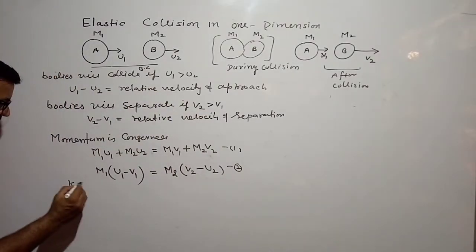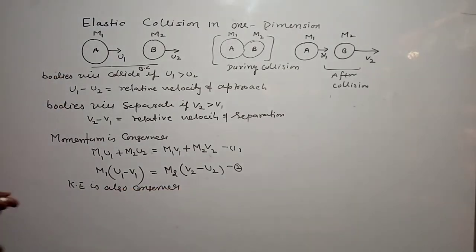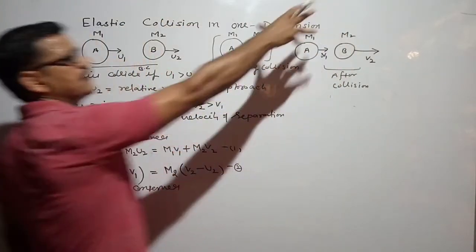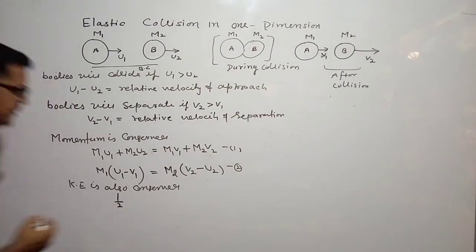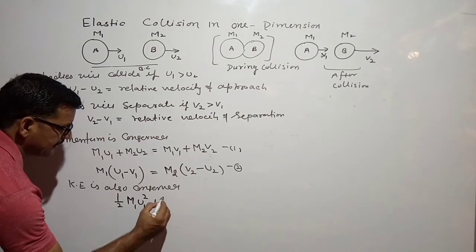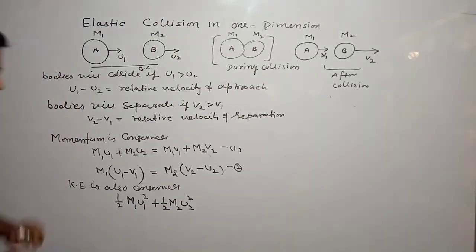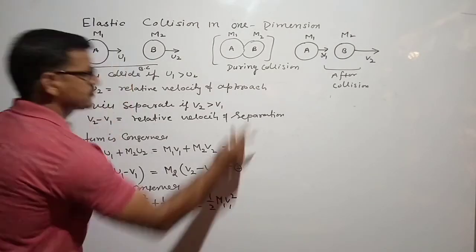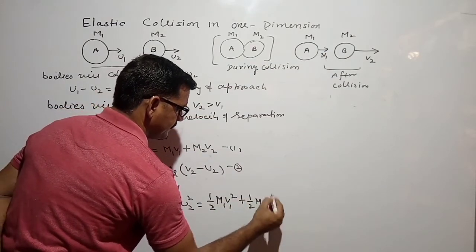Now kinetic energy is also conserved. Kinetic energy is also conserved means initial kinetic energy of the system should be equal to the final kinetic energy after collision. So what is kinetic energy? Half mv square. So 1 by 2 m1 u1 square plus 1 by 2 m2 u2 square, this is the initial kinetic energy before the collision, should be equal to 1 by 2 m1 v1 square plus 1 by 2 m2 v2 square.